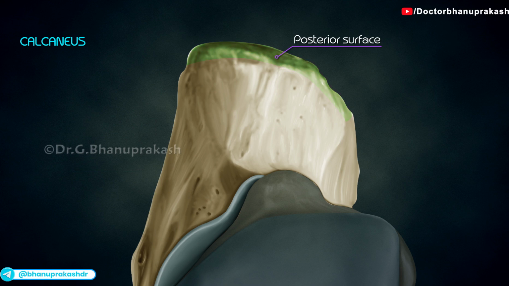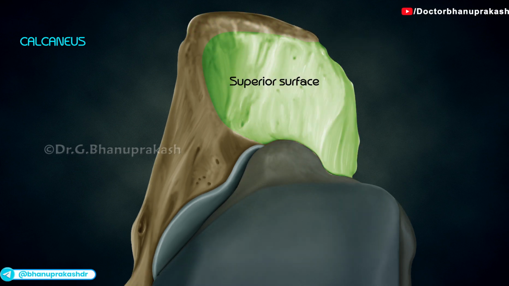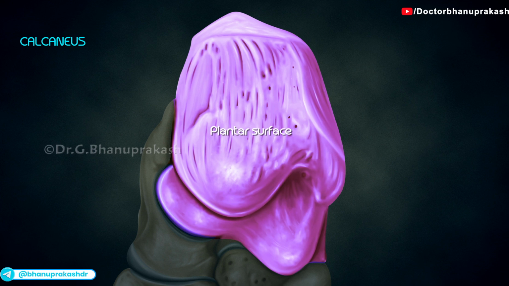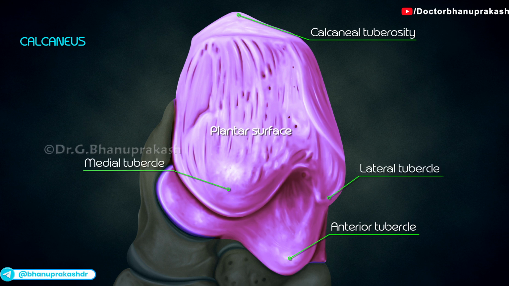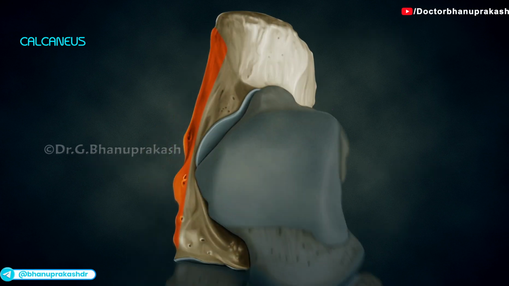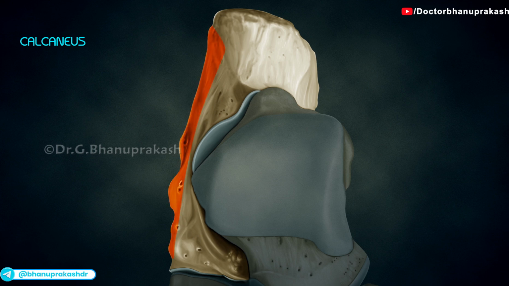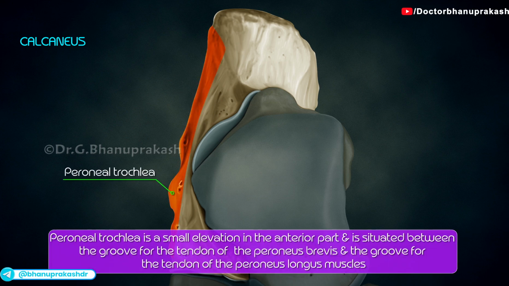The posterior surface, the superior surface, the plantar surface is rough and has 3 tubercles: the anterior tubercle, the calcaneal tuberosity, which is present at its posterior end, presents with the medial and lateral tubercles. The lateral surface is subcutaneous. The peroneal trochlea is a small elevation in the anterior part and is situated between the groove for the tendon of the peroneus brevis and the groove for the tendon of the peroneus longus muscles.